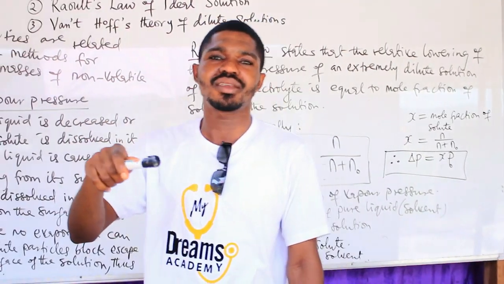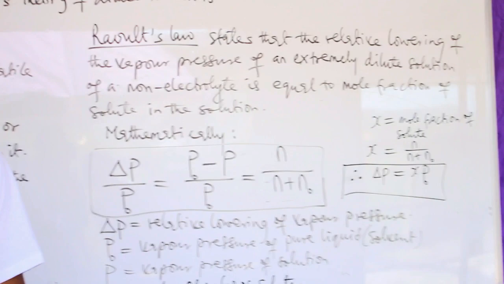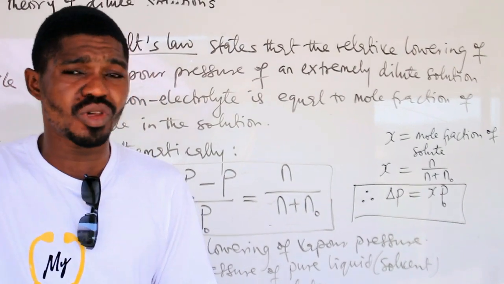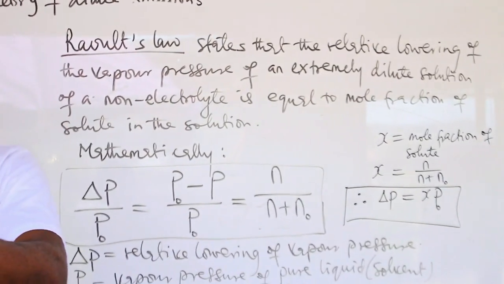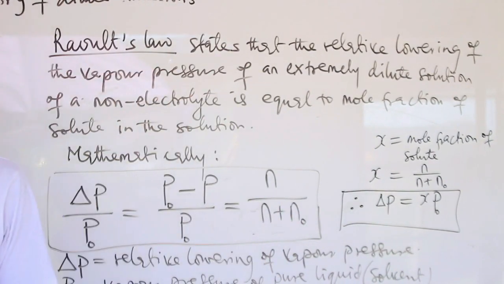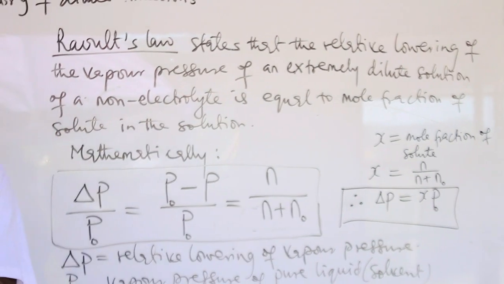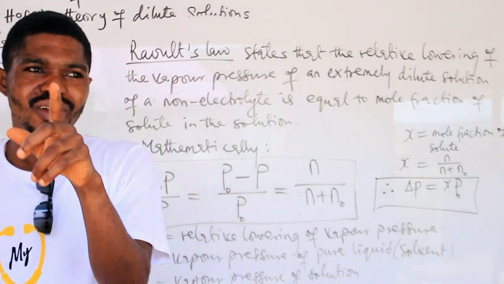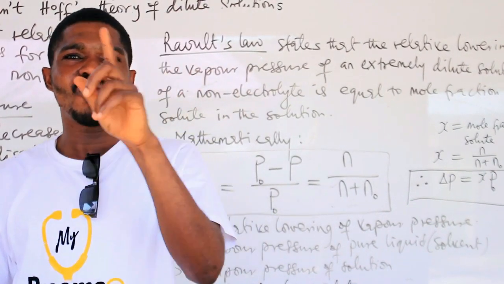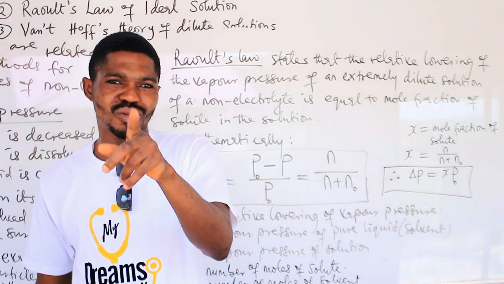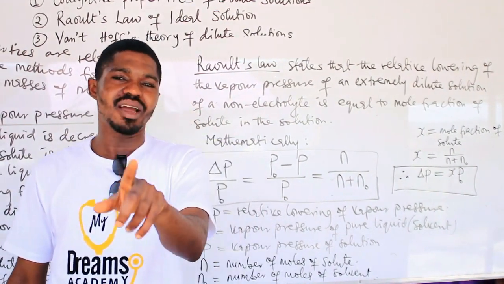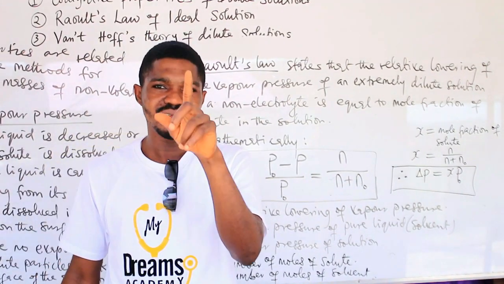Raoult's law states that the relative lowering of vapor pressure of a solution is directly proportional to the mole fraction of solute in that very solution. But you have to be very careful. Of course, Raoult's law is applicable only to dilute solutions, not just dilute solutions, but ideal solutions. Now, why I made mention of non-electrolyte is that an extremely dilute solution of a non-electrolyte approaches ideality, so it behaves like an ideal solution.